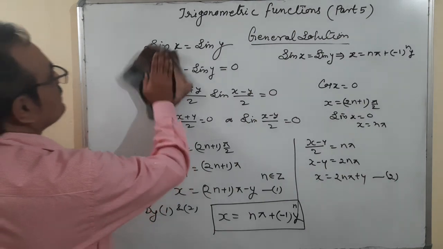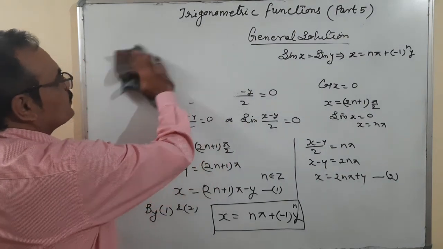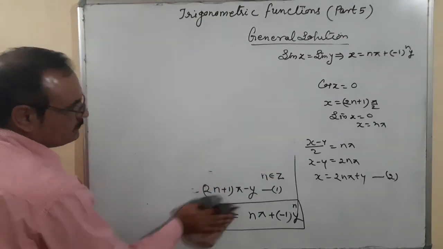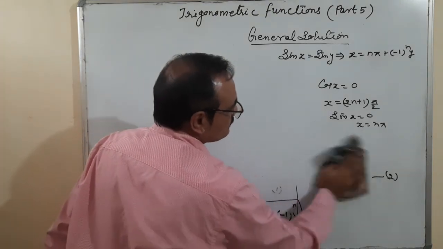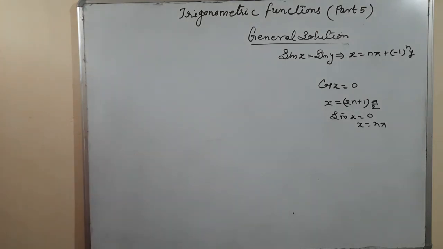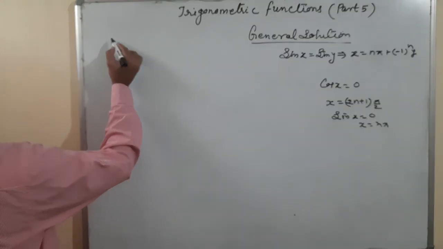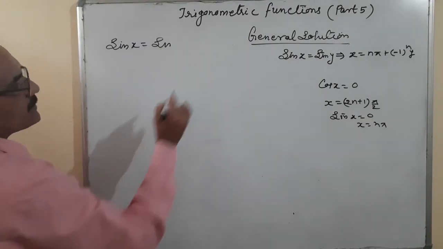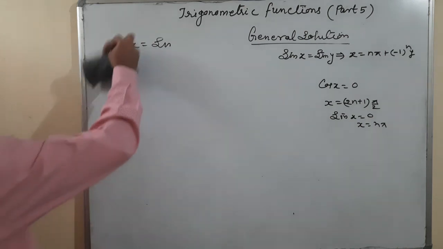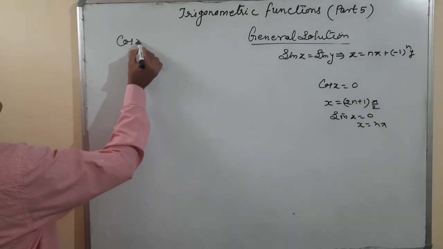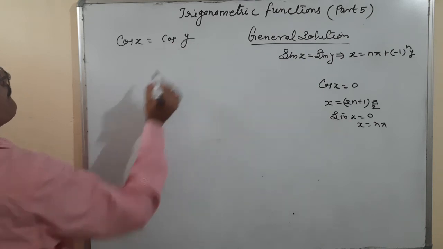Second, I was taking sin x is equal to sin y, and the general solution of sin x is equal to sin y we have already done. Now we are taking cos x is equal to cos y. Okay. Cos x is equal to cos y.